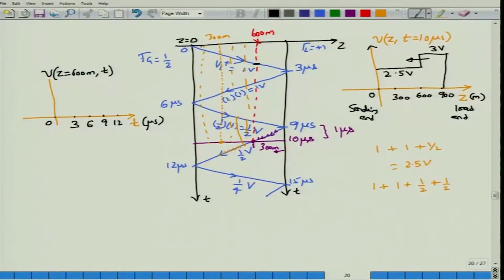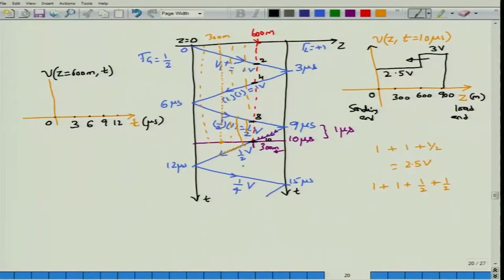From the source it will take 2 microseconds to reach 600 meters, but from the load it will only take 1 microsecond. Therefore, the intersection point between the blue line and the red line is at 2 microseconds, indicating the voltage propagation from the generating end to this 600 meter section, and then at 4 microseconds, because there is only 1 microsecond delay from the load side for the voltage to reach 600 meters. And the next will be 6 plus 2, that would be 8 microseconds, and the next slice will be at 10 microseconds.